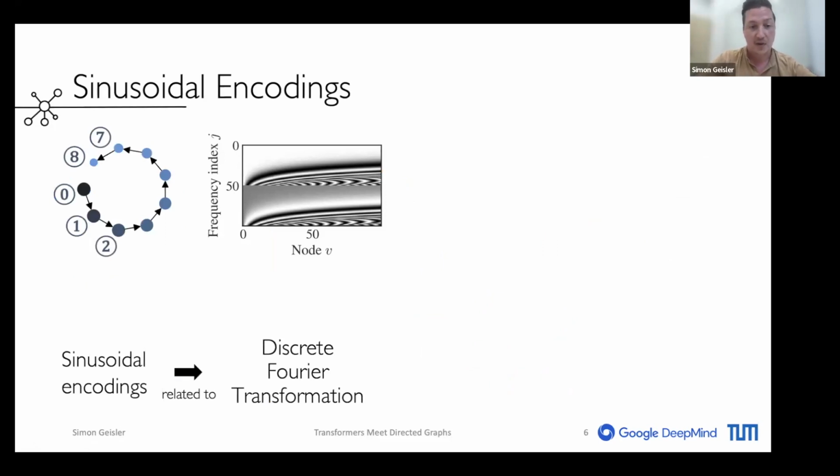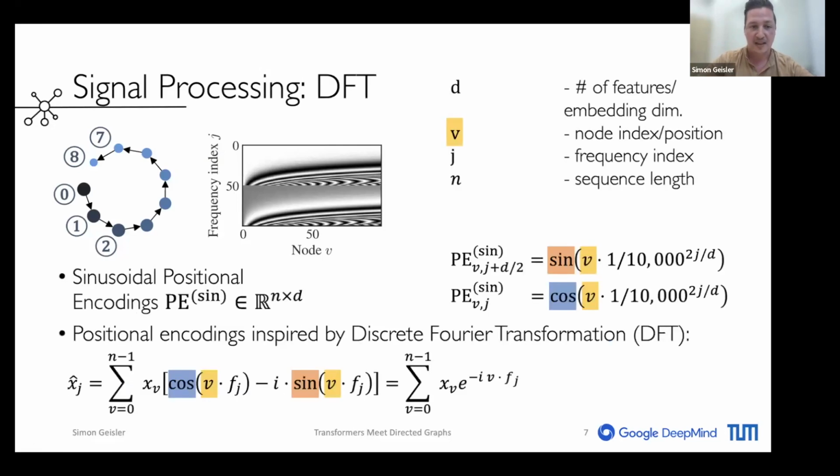People have realized before that those sinusoidal position encodings, combining a lot of different sine and cosine waves, are actually quite similar to the discrete Fourier transformation. So here again, this directed graph, the nodes are ordered, that this works with the illustrations and so on here, but this is not a necessity for the general principles. And then those sinusoidal position encodings correspond to the discrete Fourier transformation.